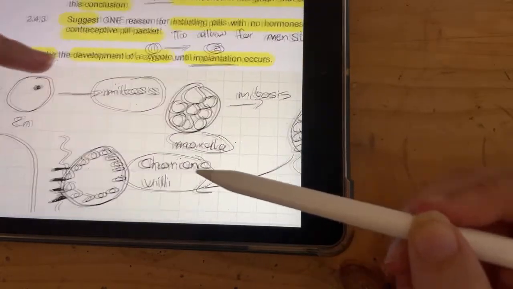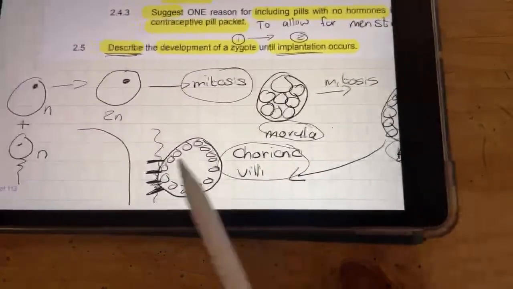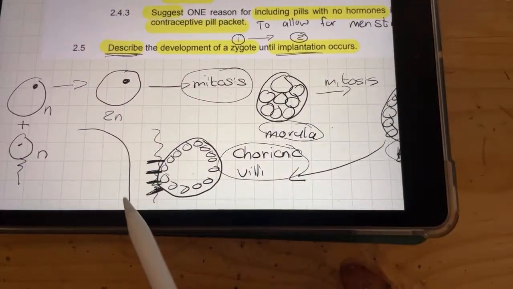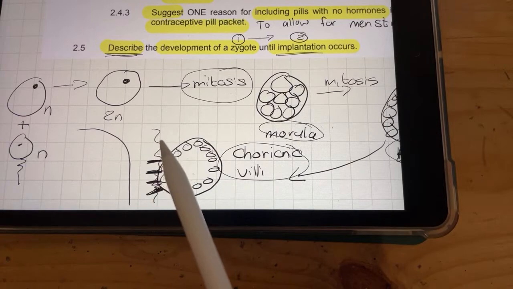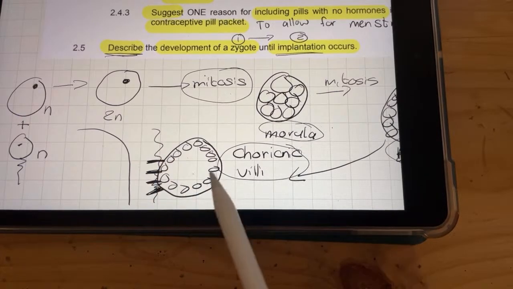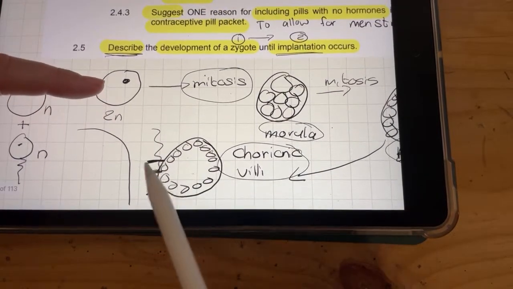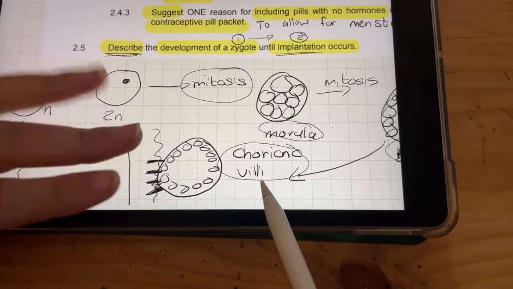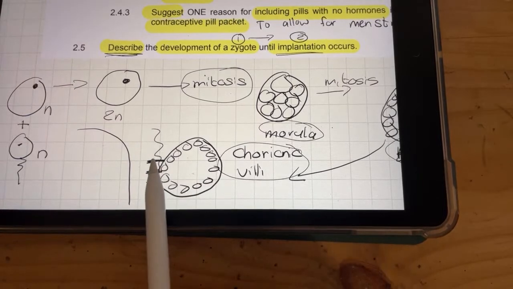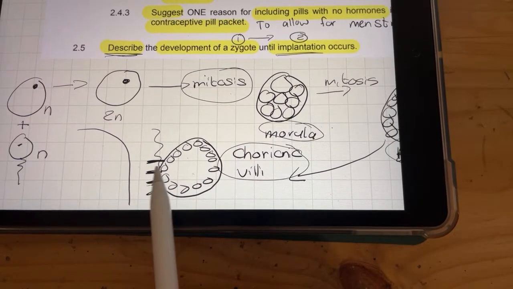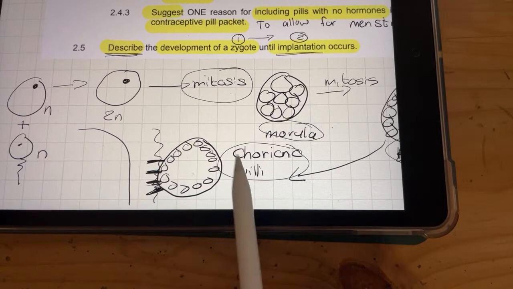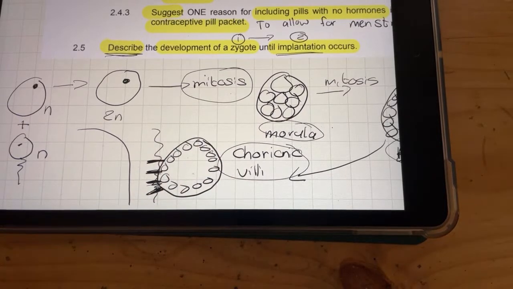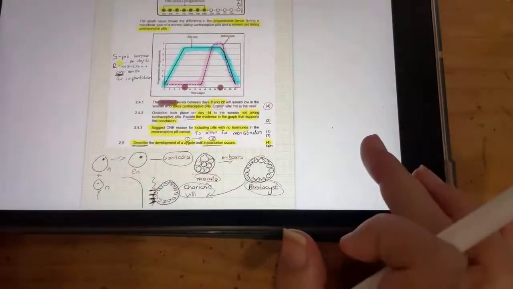moves down into the uterus. Here is my uterus wall, and here is my endometrium, the squiggly line. The blastocyst grows chorionic villi, which are like these long finger structures that attach to the wall of the endometrium. They grow in, and now implantation has occurred. Okay, that's my little recap for you.